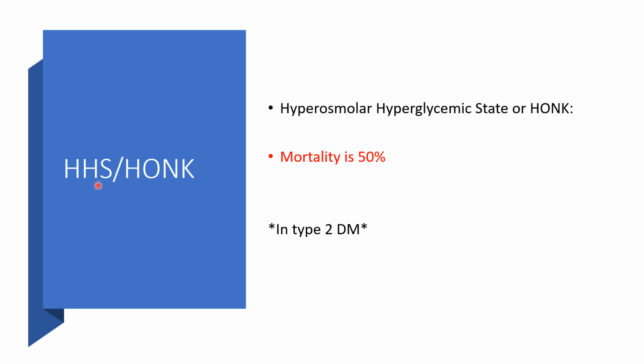Now, hyperosmolar hyperglycemic state or hyperosmolar non-ketotic state. This is going to happen in type 2 patients. Mortality here is horrible. It's about 50%. So 50% of people with type 2 diabetes that will come down with hyperosmolar hyperglycemic state, that some will call hyperosmolar non-ketotic state, will actually die.